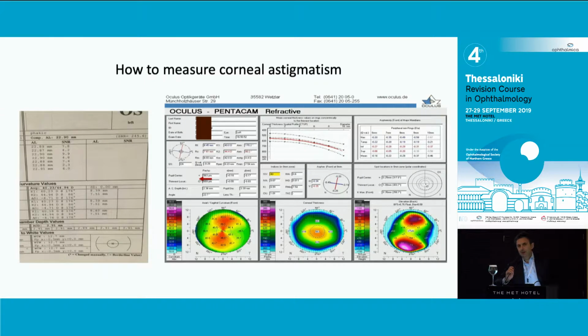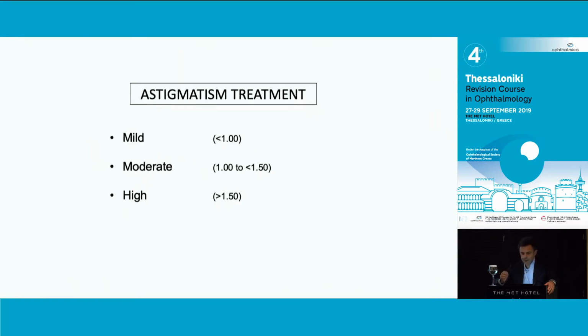Measuring astigmatism, I think there are different ways that you can measure, but the simplest way is just having a Pentacam and an IOL Master biometry or a different, similar laser interferometry tool. For simplicity, I prefer to refer to astigmatism as 3 different types: mild, moderate, and high. So in my mind, it's clear how I should treat those 3 astigmatisms. Mild is 1 or less, moderate is higher than 1 but less than 1.5, and high is more than 1.5.